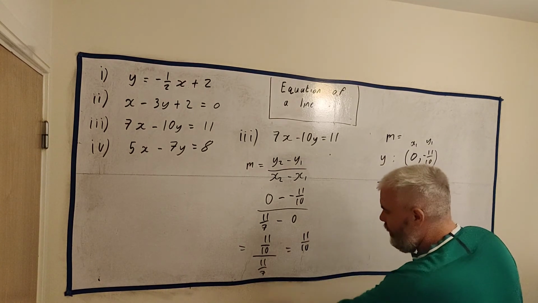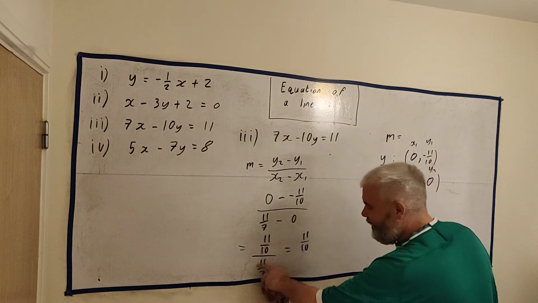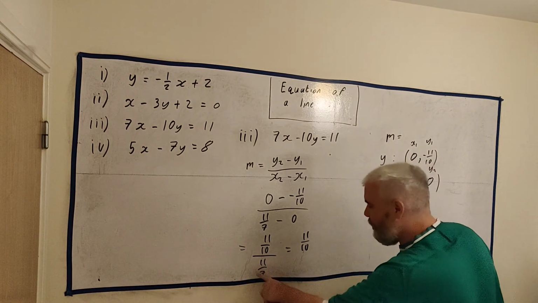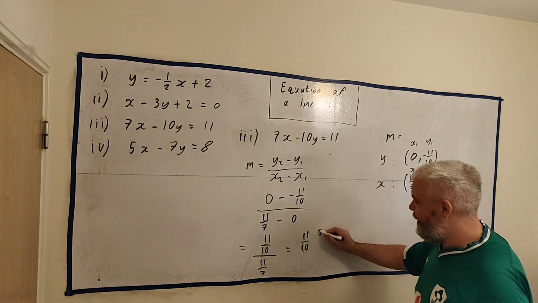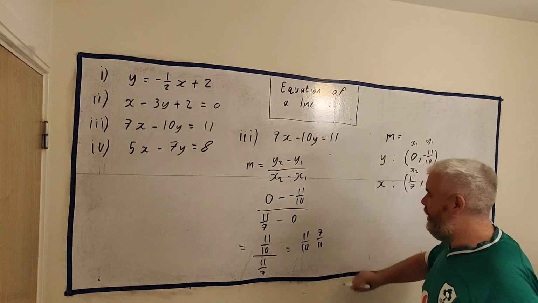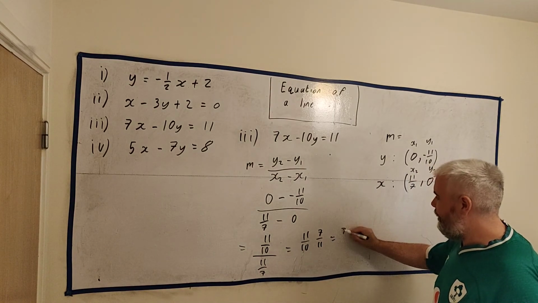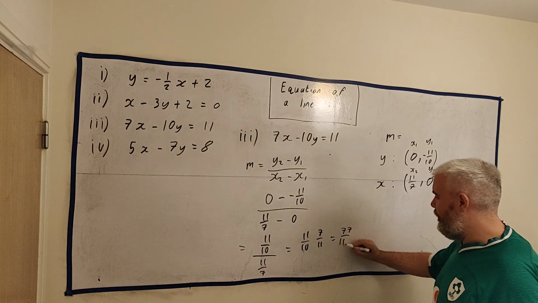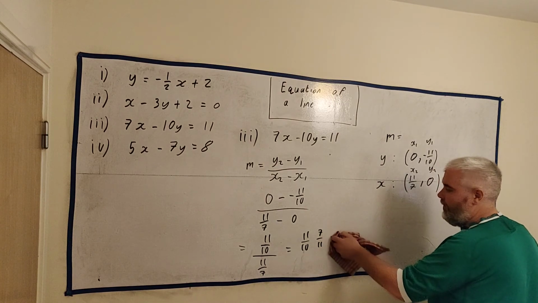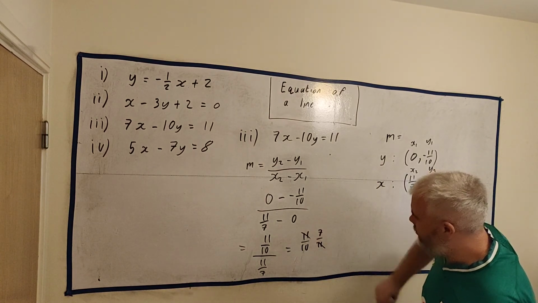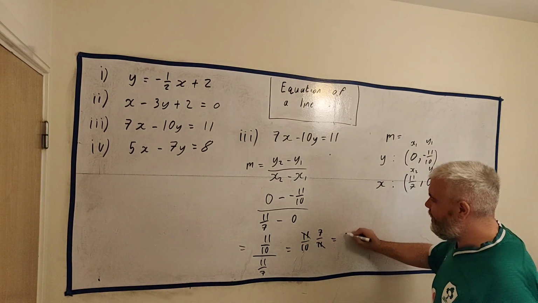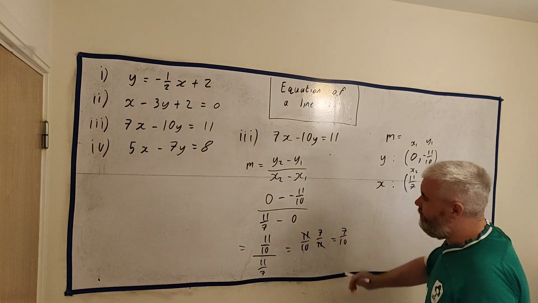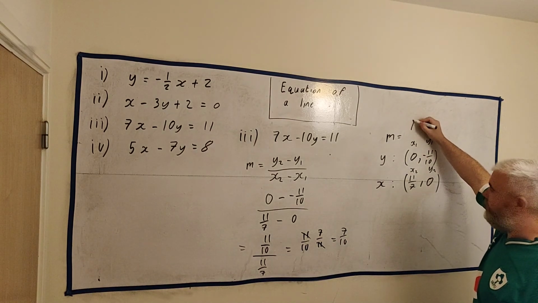To divide by a fraction, we flip it upside down and multiply. So that's 7 over 11, and that's equal to 77 over 110. Actually, you know what? Much easier way. What am I doing? 11 divides into 11. So that is equal to 7 over 10. And that's what the slope is, 7 over 10.